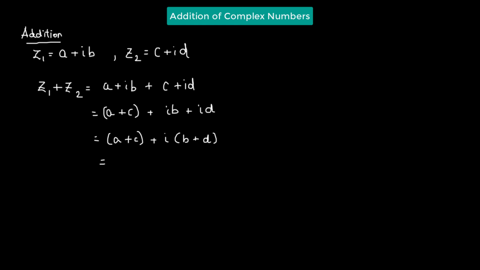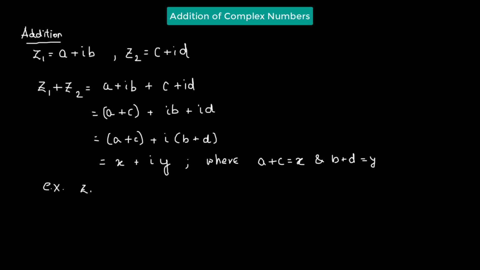If we represent a plus c by, let's say, x, and b plus d by y, we write it down where a plus c is given by x and b plus d is given by y. So that is the addition. That is how we add two complex numbers. The real part gets added to the real part and the imaginary part gets added to the imaginary part. Let's do an example.